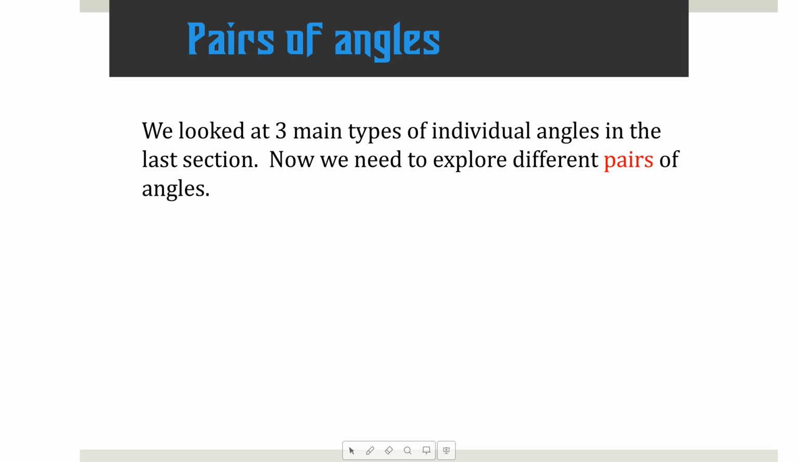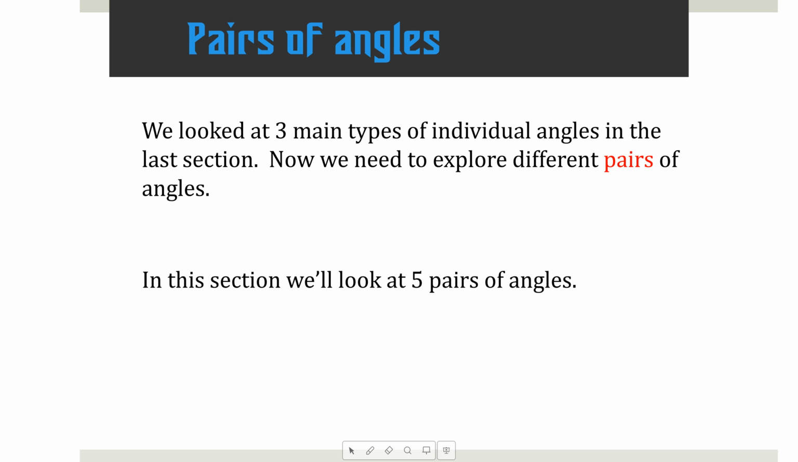We don't deal too much with that, but you should be able to recognize that a line would be a straight angle. Today we're going to start pairing up angles and getting 5 different pairs of angles. So you've got individual angles, acute, right, obtuse, and pairs of angles. With pairs of angles, they will have relationships. You're going to have to be able to recognize those relationships and understand them more so than just memorize them.